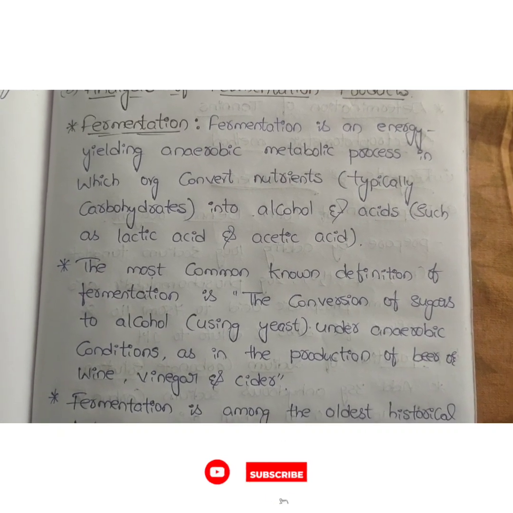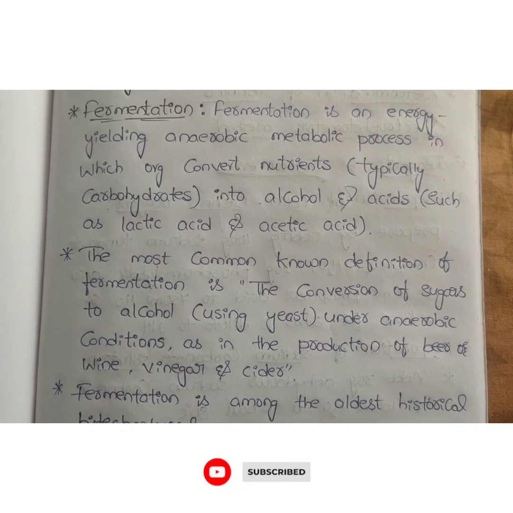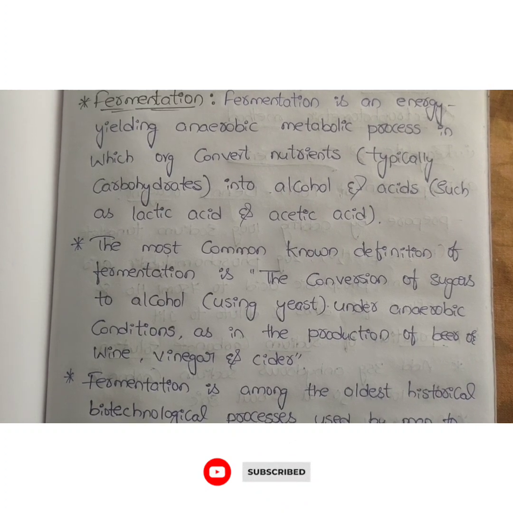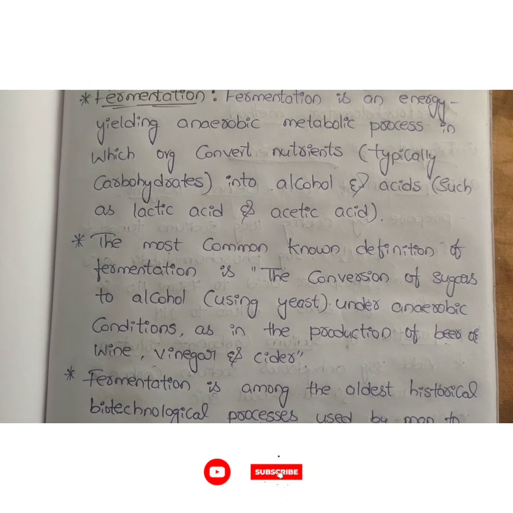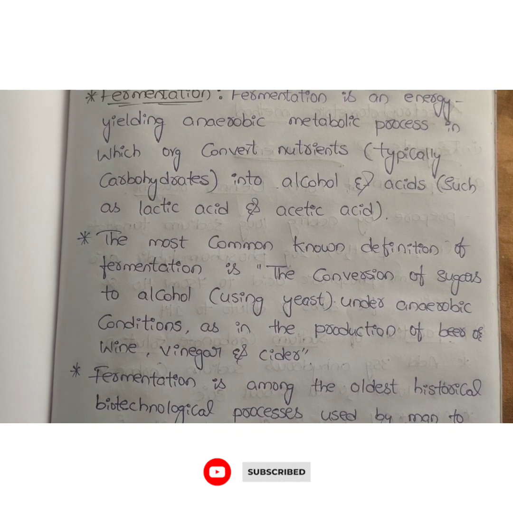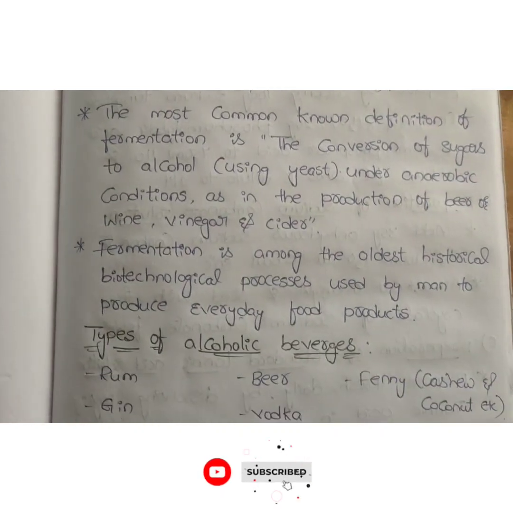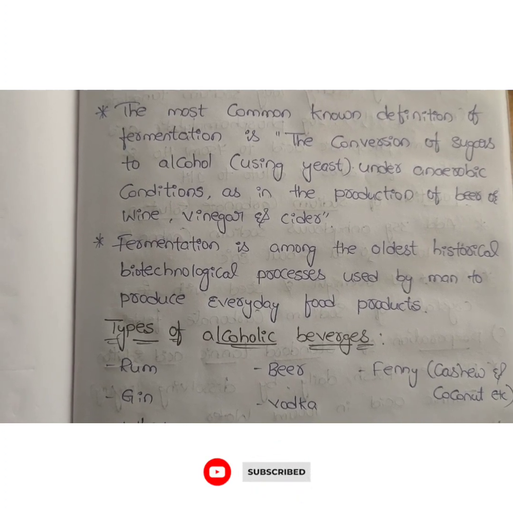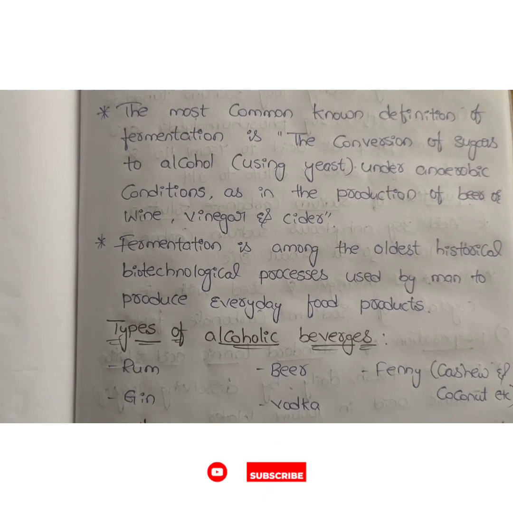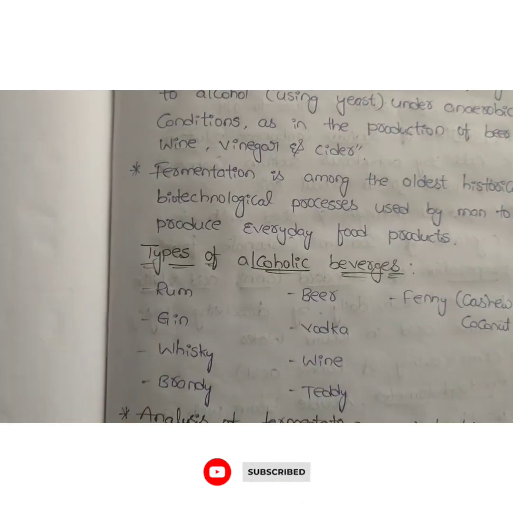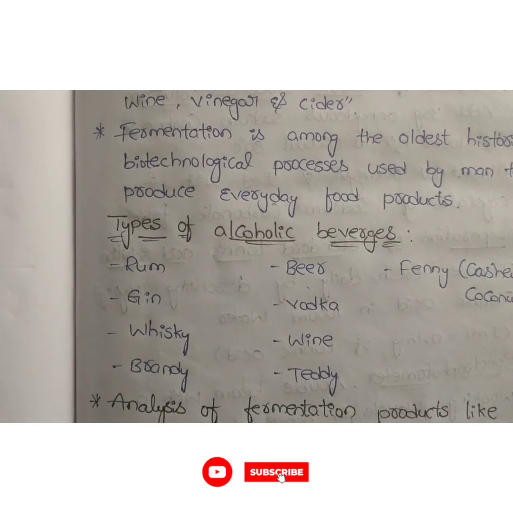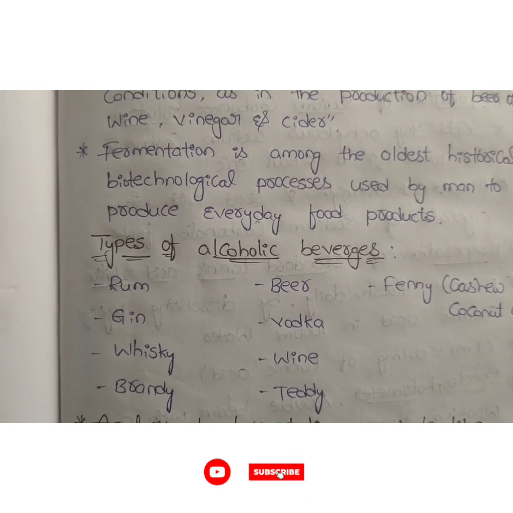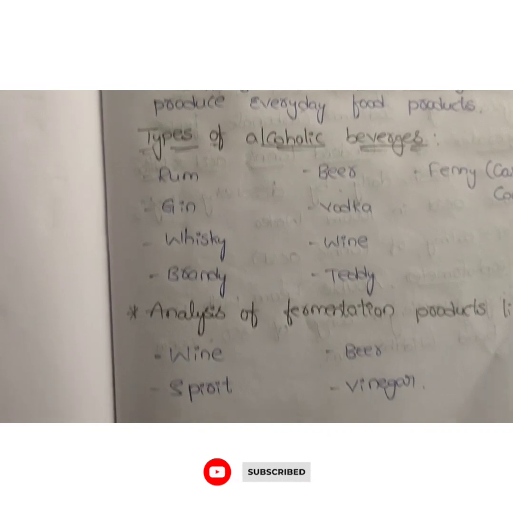The most commonly known definition of fermentation is the conversion of sugars to alcohols using yeast under anaerobic conditions, as in the production of beer, wine, vinegar, and cider. Fermentation is among the oldest historical biotechnological processes used by man to produce everyday food products. Types of alcoholic beverages: rum, gin, whiskey, brandy, beer, vodka, wine, toddy, and fenny, cashew and coconut, etc.